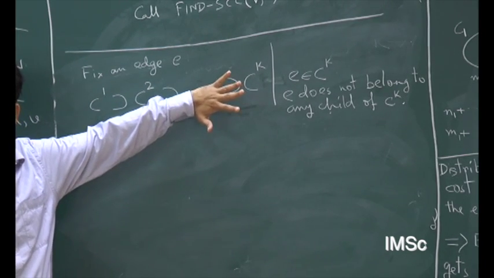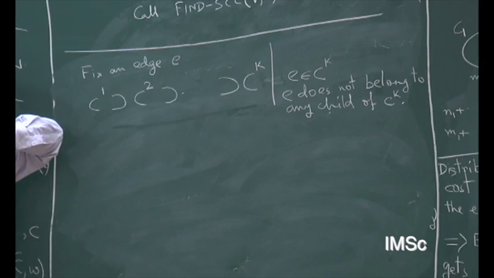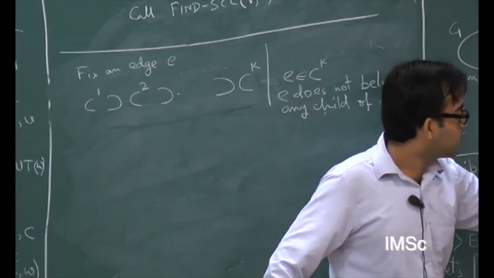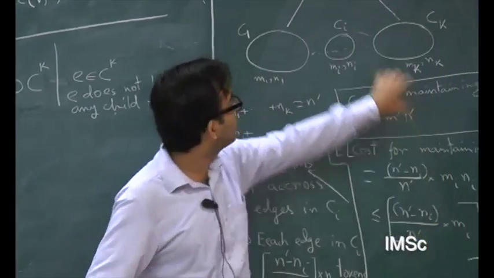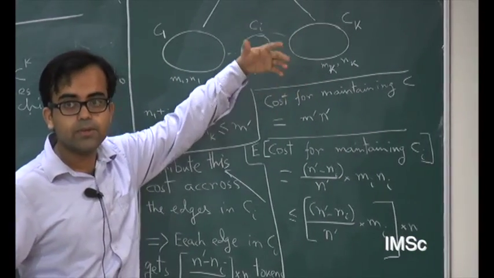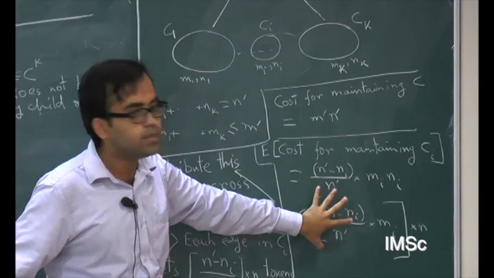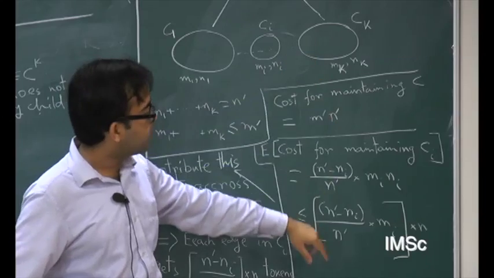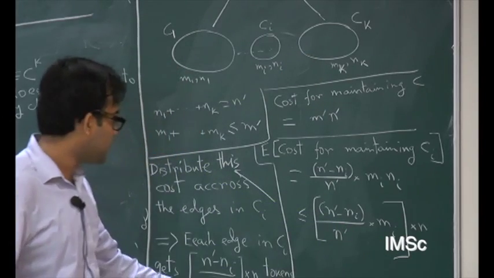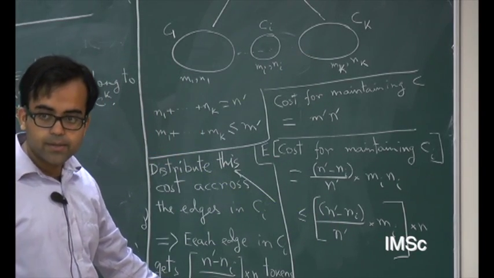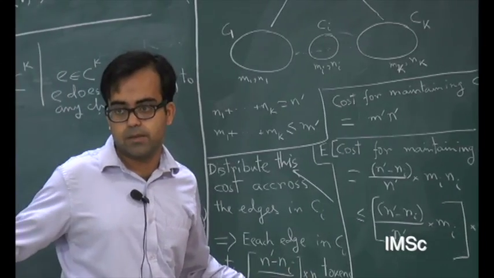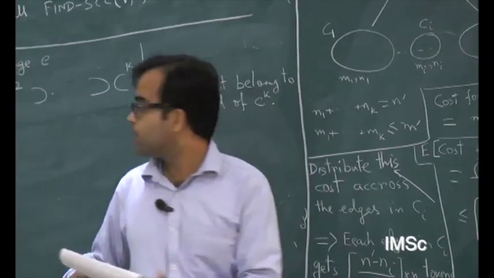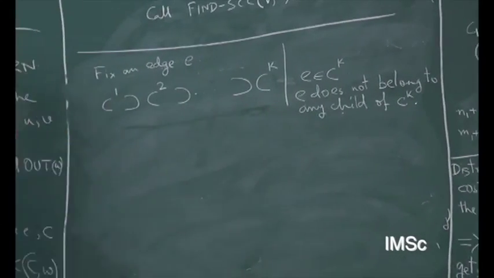Each edge in Ck gets this much of token. So, this is the total expected cost for maintaining Ci. What we are going to do is distribute this cost among the edges in Ci. So, there are mi edges in Ci. So, each edge will get this many tokens, and later on if we add up all the tokens, then we will get back the total cost. This is how we are going to argue, and note that this sequence is fixed.